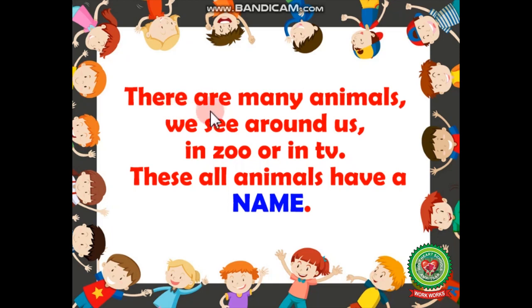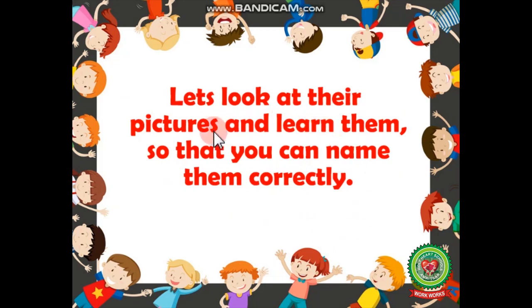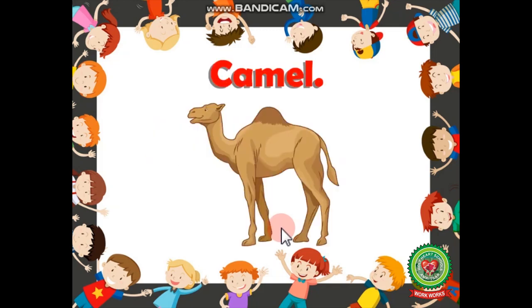As we know, there are many animals that we see around us, either in the zoo or on TV. All these animals have a name. Let's look at their pictures and learn them so that you can name them correctly. Now look at the first picture. It is a camel. Yes, it is also called the sheep of the desert.